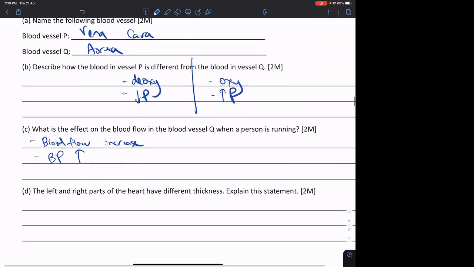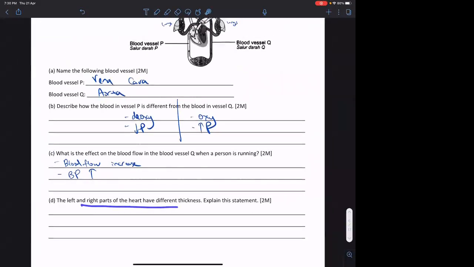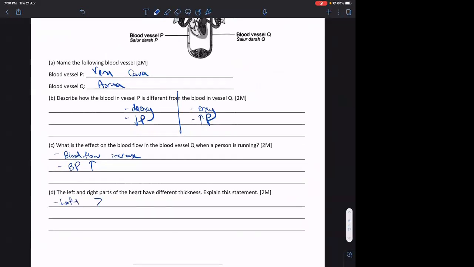It's the same. So D, the left and right parts of the heart have different thickness. Explain this statement. We have just said this last time already. So you can say the left is thicker than the right. Lebih tebal. So why? Because the right pumps blood to the lungs. So they don't need such a high pressure, whereas your left pumps blood to the body.